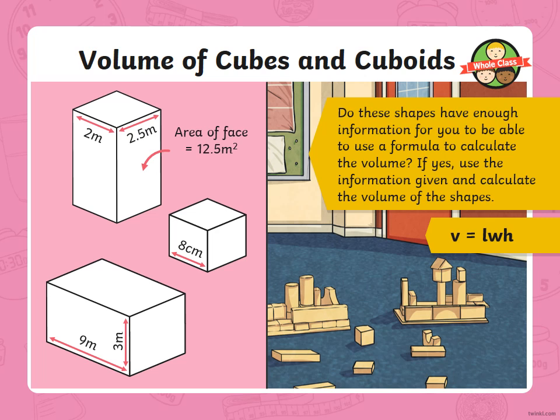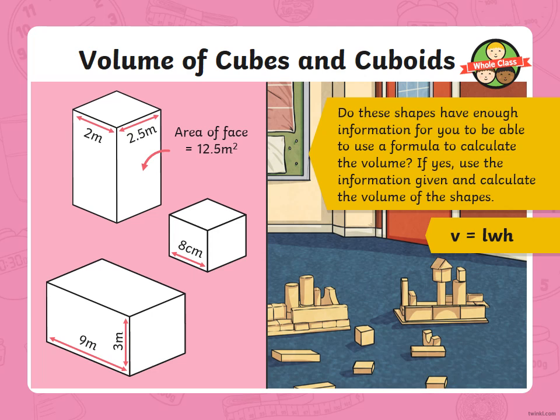So look at each shape individually and then work out, can I work out the volume of each shape using the formula shown on screen, V equals LWH, so volume equals length times width times height. Do you have enough information to be able to find the volume of the shapes? Pause the video here whilst you work it out. If you can't work it out, then explain why you can't.